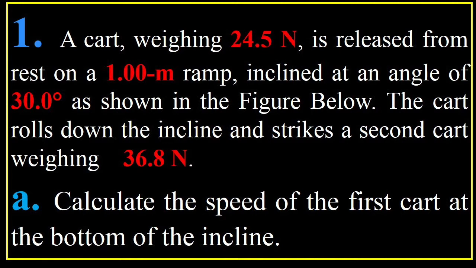A cart weighing 24.5 newtons is released from rest on a 1-meter ramp, inclined at an angle of 30 degrees as shown in the figure below, which is on the next slide. The cart rolls down the incline and strikes a second cart weighing 36.8 newtons. Calculate the speed of the first cart at the bottom of the incline.